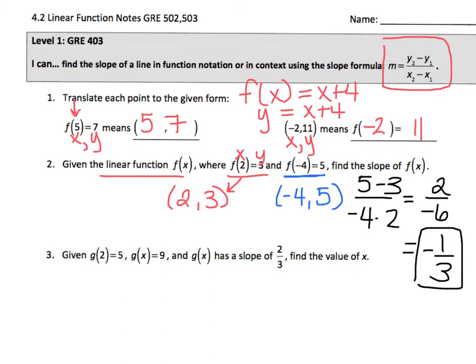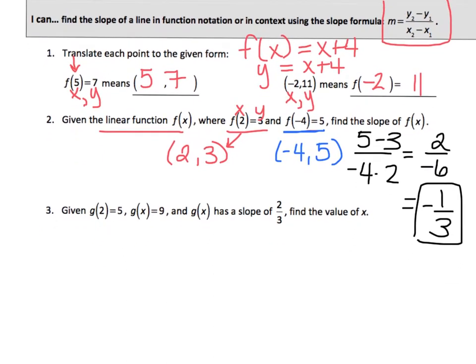Number 3, given g at 2 equals 5, and g of x equals 9, and g of x has a slope of 2/3. Find the value of x. So in this first point here, it's going to be 2, 5. In the second one, it's going to be x, 9. And the slope is 2/3.